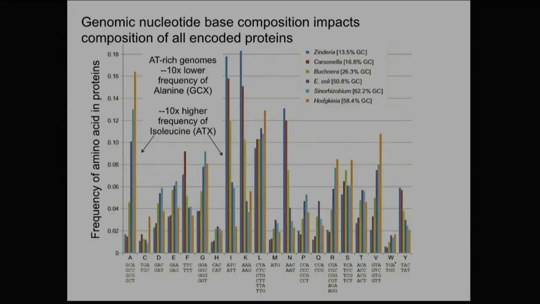And to me, this is a very strong argument that this has got to be deleterious. For example, if you take alanine, an AT-rich genome will have tenfold lower frequency of alanine, because alanine has to have a G and a C in the codon family, but it'll have a 10x higher frequency of isoleucine, which has an A and a T. So basically there's this sort of mutational pressure towards A and T that's having a massive impact on polypeptides.